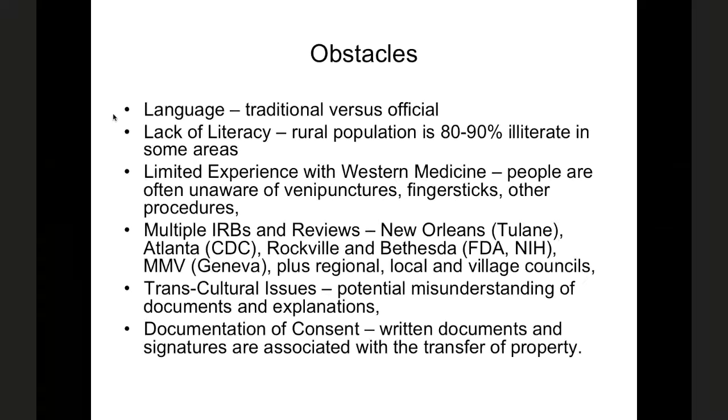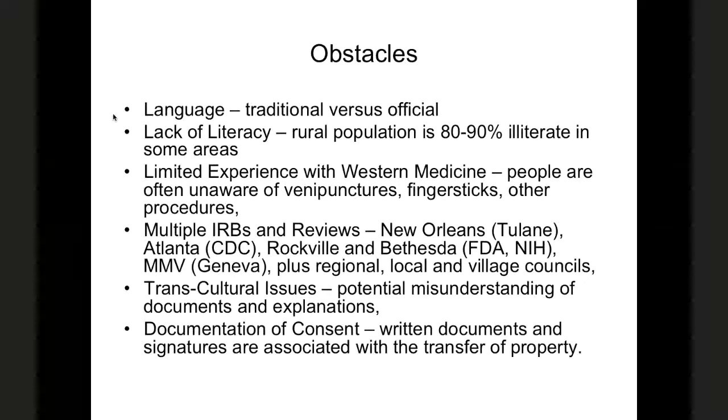Lack of literacy, we mentioned that. Limited experience with Western medicine, and even how to translate that as well. You know, venipuncture, finger sticks, randomization, things of that nature. The multiple IRB issue we talked about. Potential misunderstanding of documents. You know, am I signing my form away? Or is this really just you wanting to take a drop of blood from me and ask some questions? And then do you have to actually get written consent if it is associated with some other activity in a particular area? It's not an easy process by any means. Very difficult to do this, for sure.